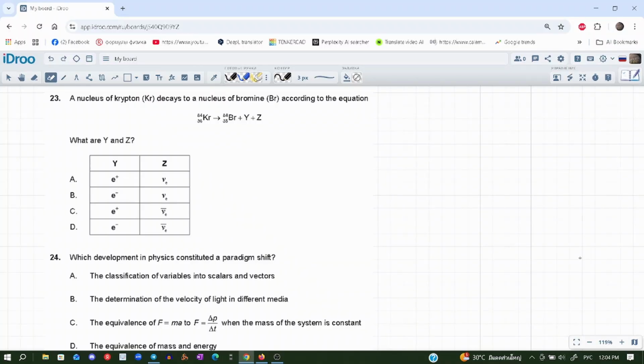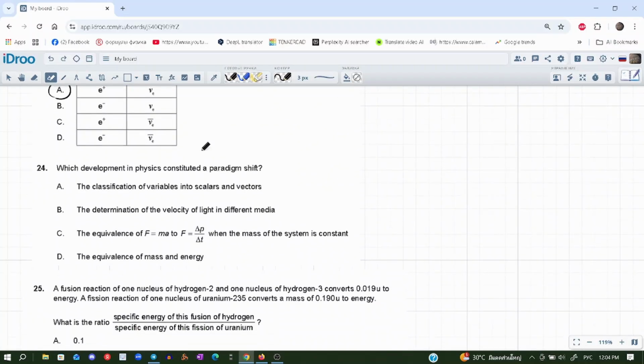What is this? This is a positron for sure. Y is a positron. It's 0, 1. And if we have a positron, we also have a neutrino here. This is a neutrino. And our option is option A, positron and neutrino. If it would be an electron, it would be an antineutrino. But this is a positron in our case, we can see it, so it's a neutrino. You have to know about this to solve this problem.